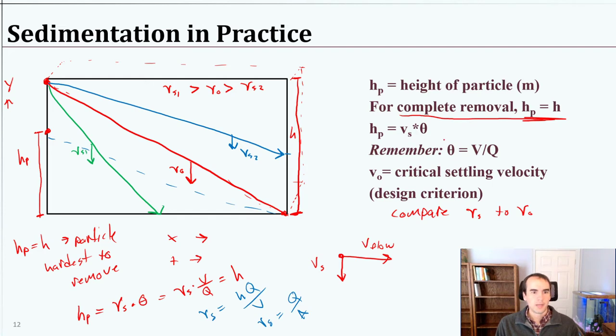Okay, keeping in mind that we have the hydraulic retention time, theta is equal to V over Q, we can end up designing our reactor and setting up a system where, if the particle that we're trying to settle settles exactly at this rate, at that speed, then it'll be completely removed. Okay, so I'm gonna go up to the next slide and make this a little more clear, just to hone in on that component of it.